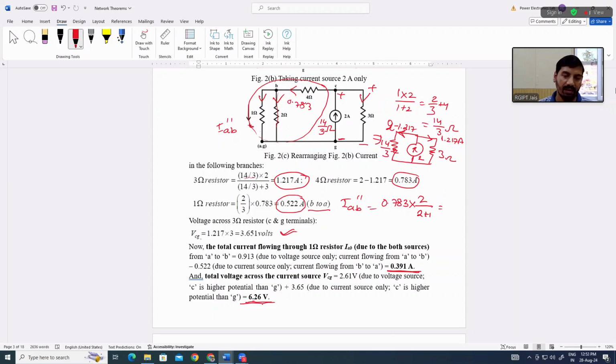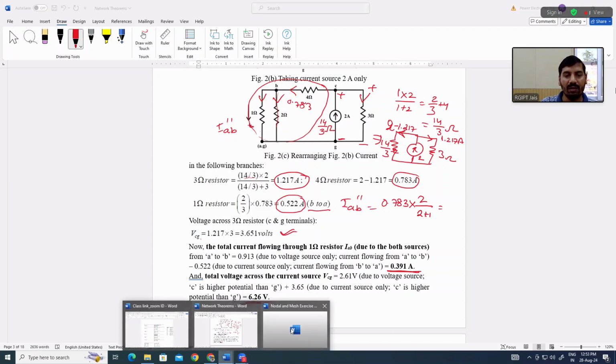Clear? Is it clear to all of you? Yes, sir. In superposition theorem, we can obtain the current flowing through any branch or voltage across any two terminal.